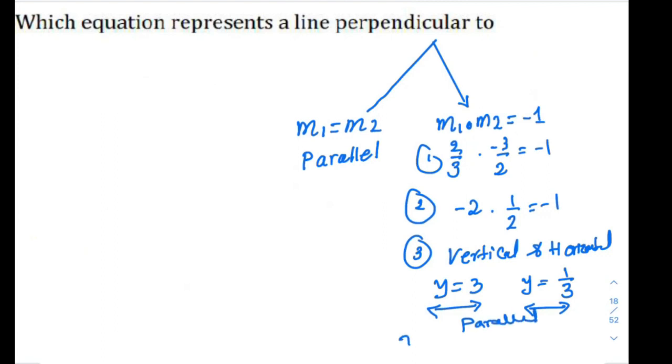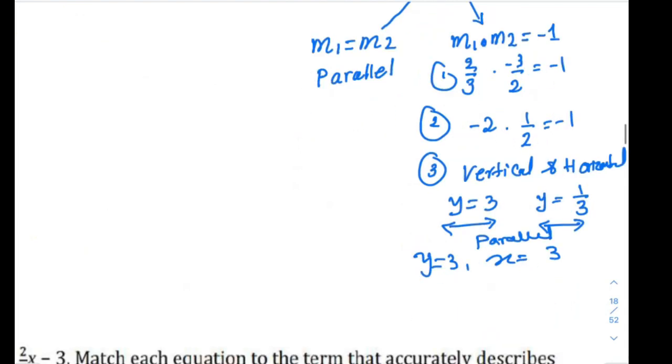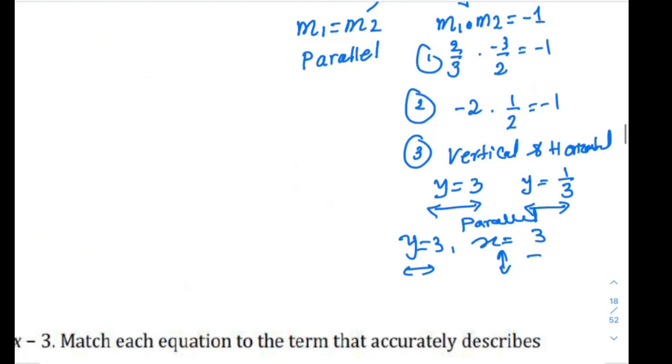We have here y equals 3 and x equals 3. Now this is horizontal, this is vertical, irrespective of the value of x. It's just x equals a number, y equals a number. In this case, the lines are perpendicular. Here the lines are parallel.